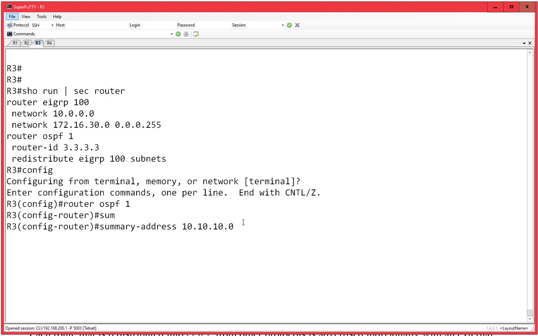10.10.10.0, 10 and 11. 10 and 11 is a block size of 2. Agreed? 10 and 11 is a block size of 2. So it would be a 255.255.254.0. That would be a block of 2 starting at 10. 256 minus 254 is 2.